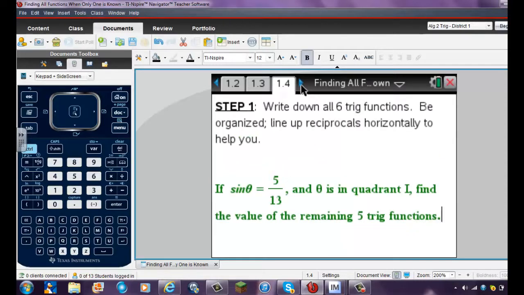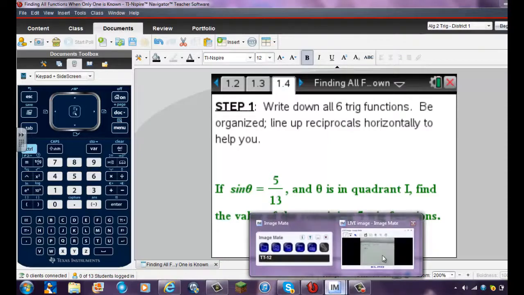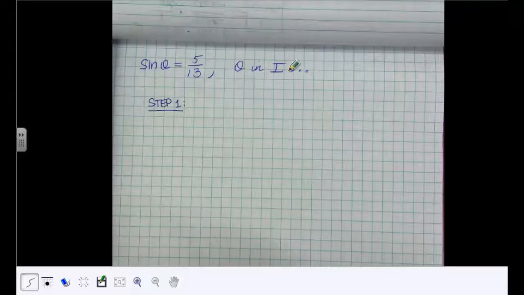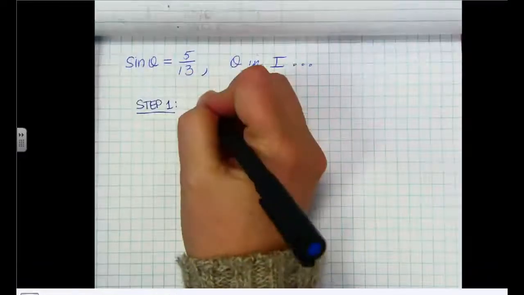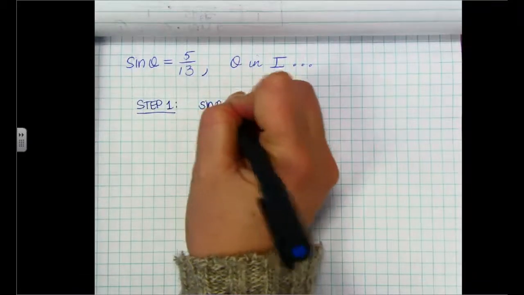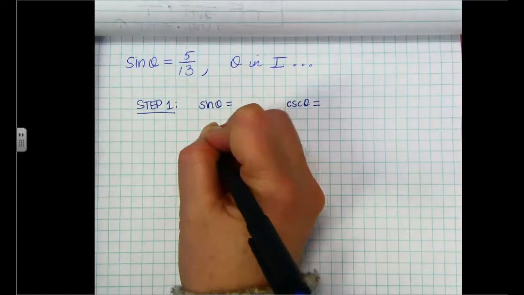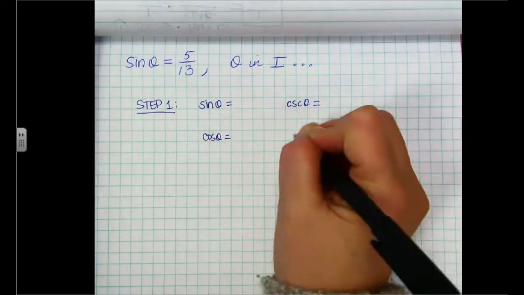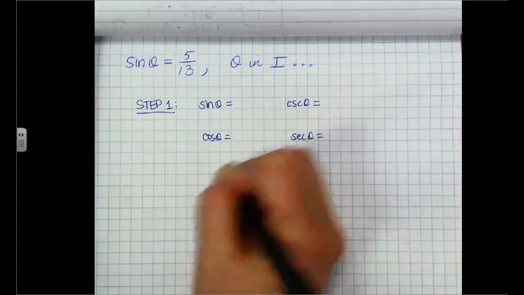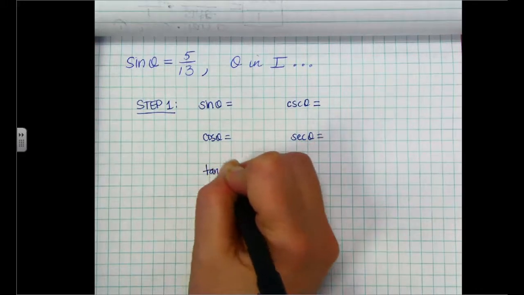I broke it down into steps for you. So step 1 is to write down all 6 trig functions and be organized about it, putting reciprocals next to originals. So let's do that. Okay. First trig value I ever learned was sine. To its right, I'm going to write its reciprocal cosecant. Next one, cosine. To its right, the reciprocal secant. Last one, tangent. To its right, cotangent.